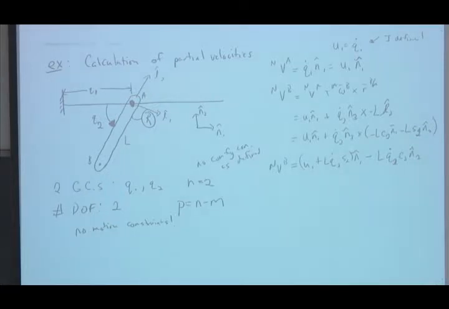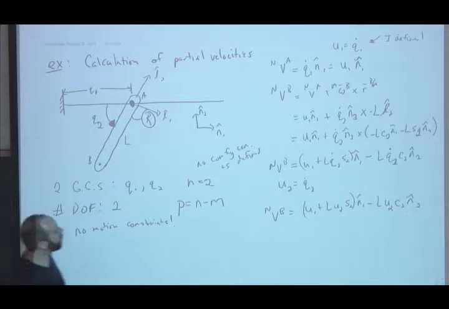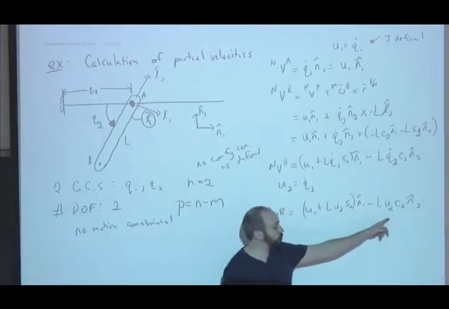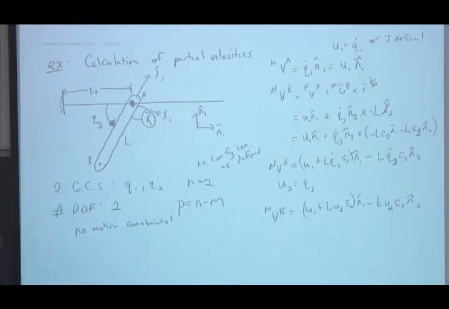And we've created one definition of a generalized speed, and we've replaced that. We still have a Q2 dot left in this expression here. We'll go ahead and take the simple case here too. Say that U2 equals Q2 dot, and then that expression is L U2 S2 in N1 hat minus L U2 C2 in N2. So now I have the velocity of B and the velocity of A in N expressed in terms of the generalized speeds. There are no Q dots in these expressions.